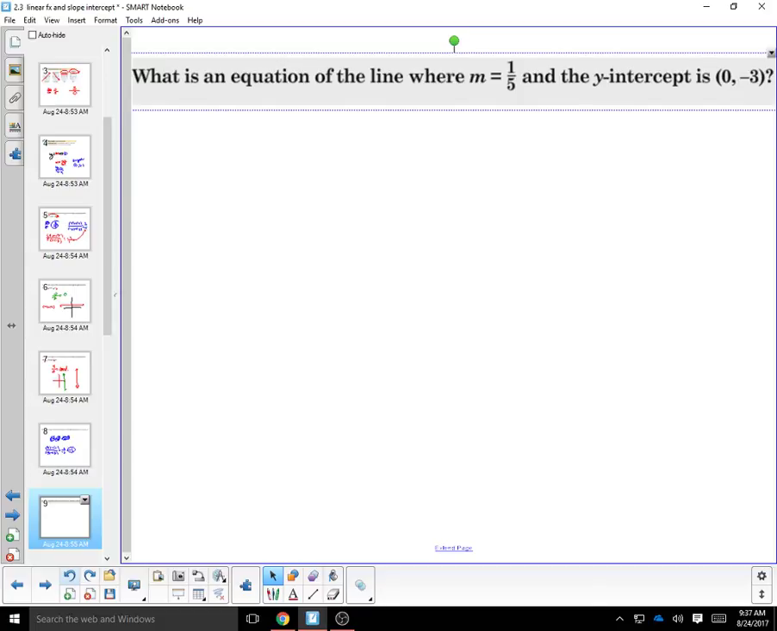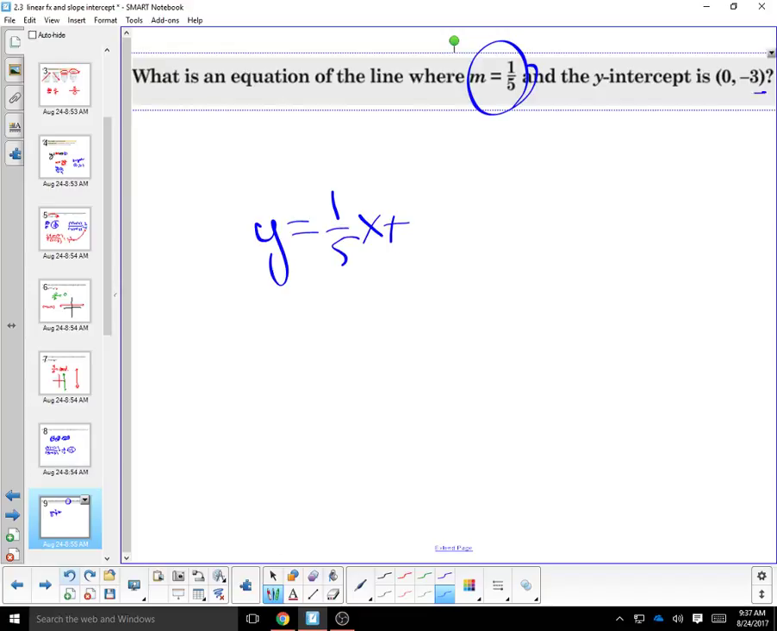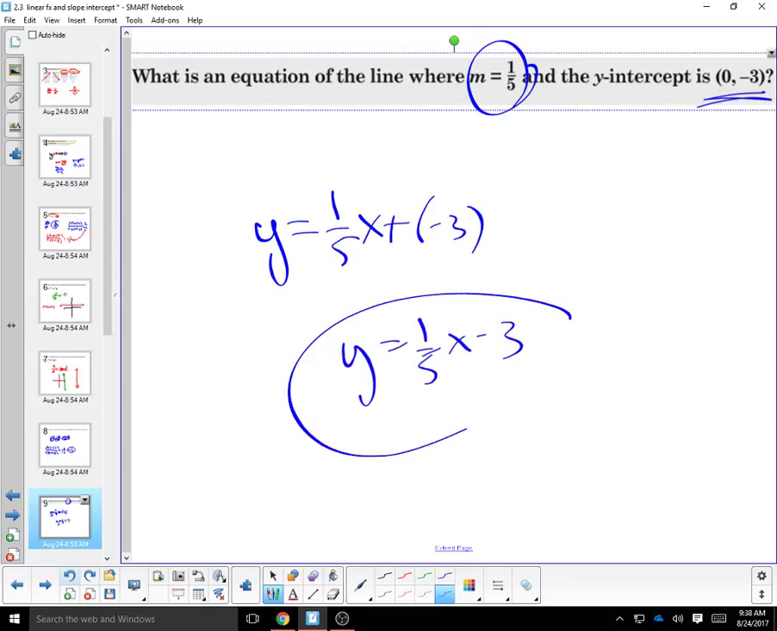Now they want us to write the equation. I love doing the equation because all we need is two numbers. We need m and we need b. Look, they gave me m. Y equals 1/5 x plus... -3. Didn't I say 0, comma anything is the y-intercept? Bam. Y is 1/5 x minus 3. There you go. Let's go. Next one.